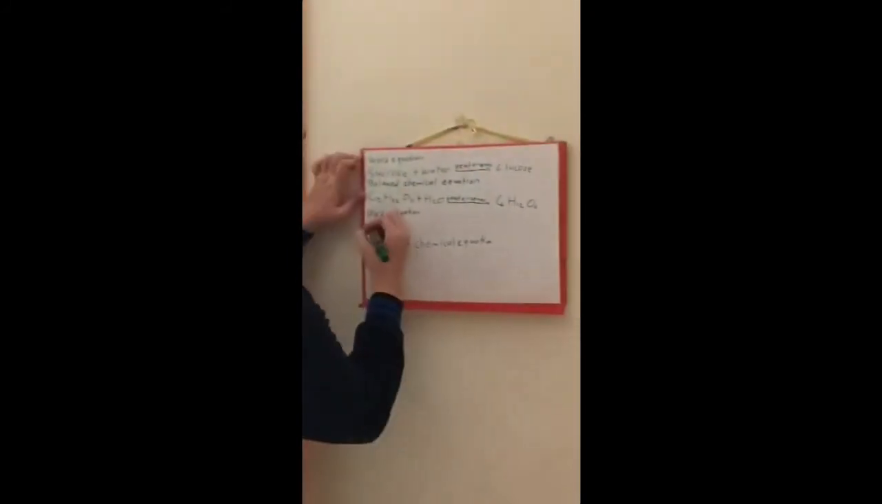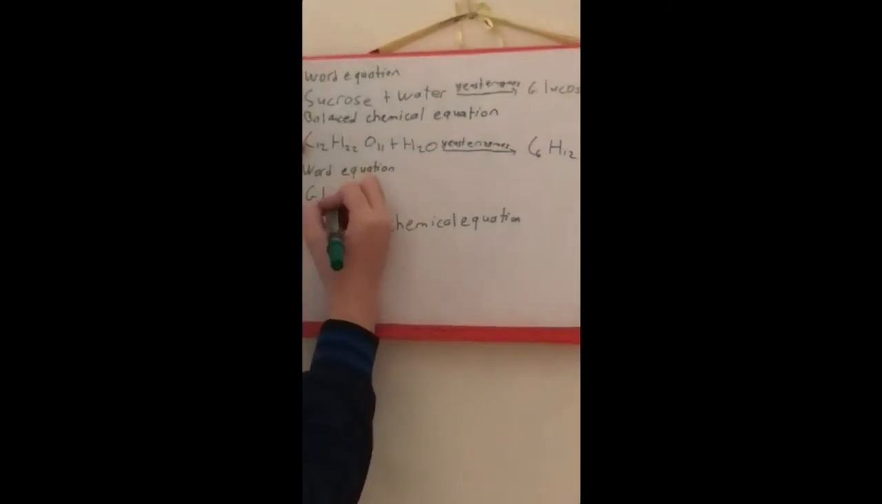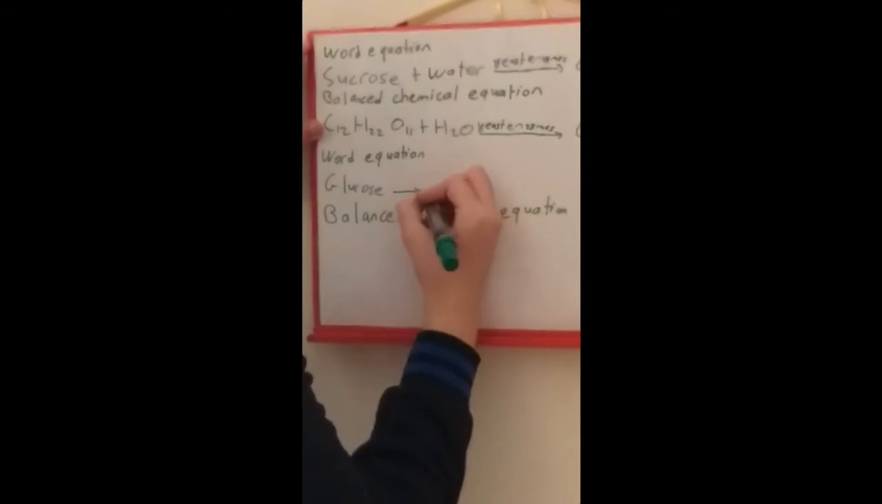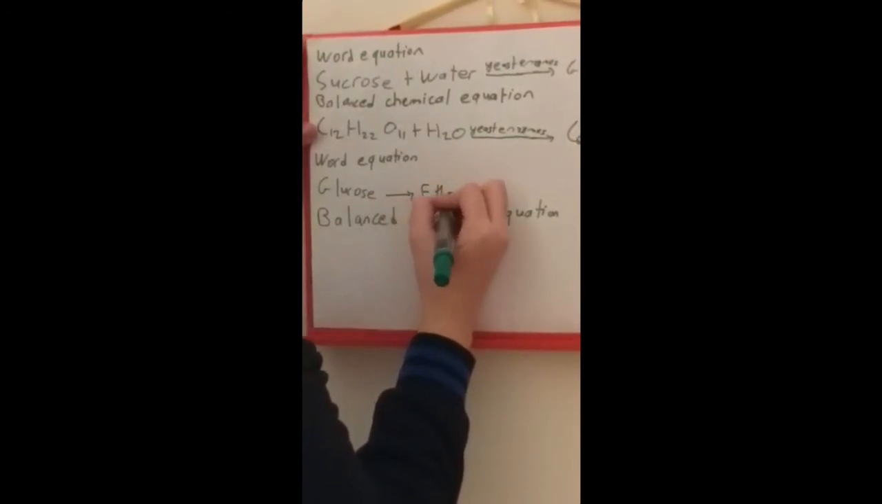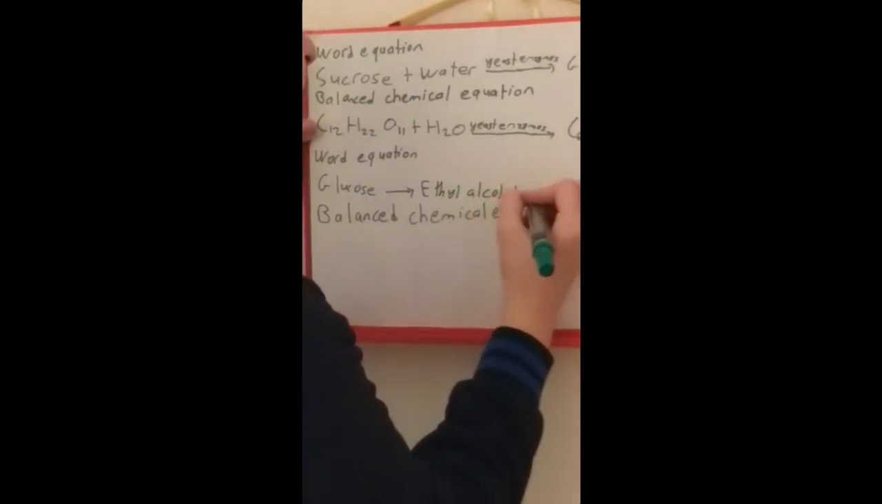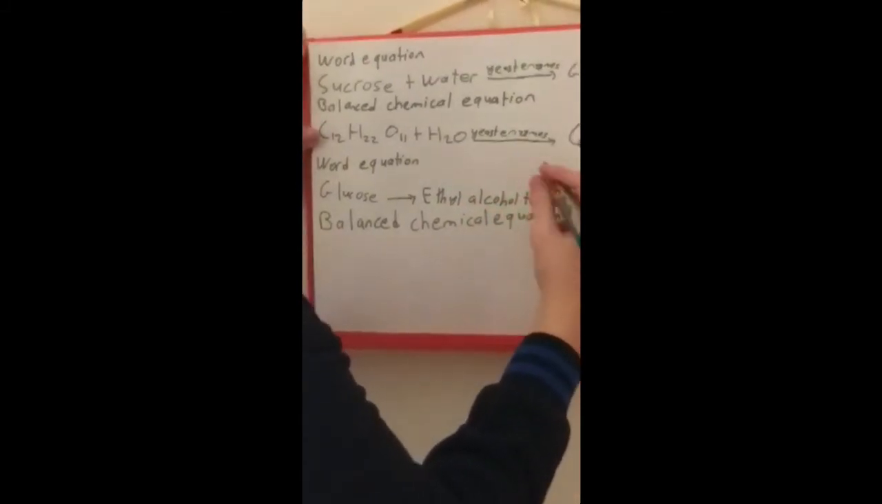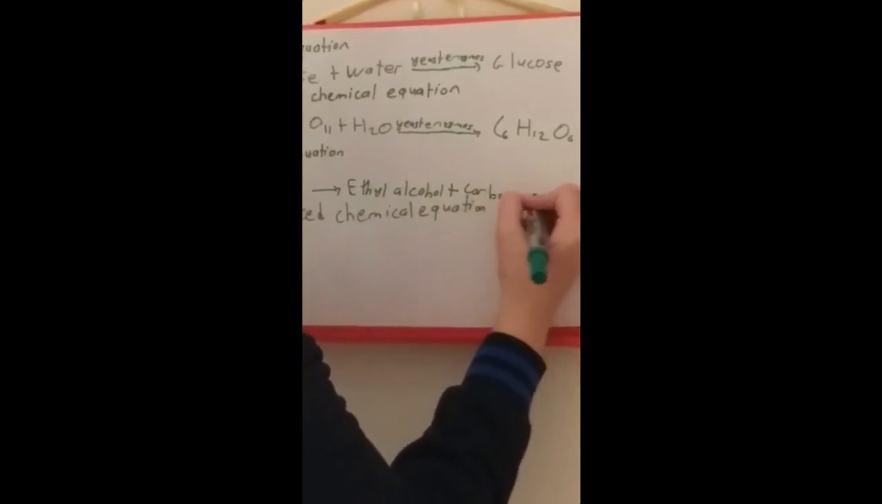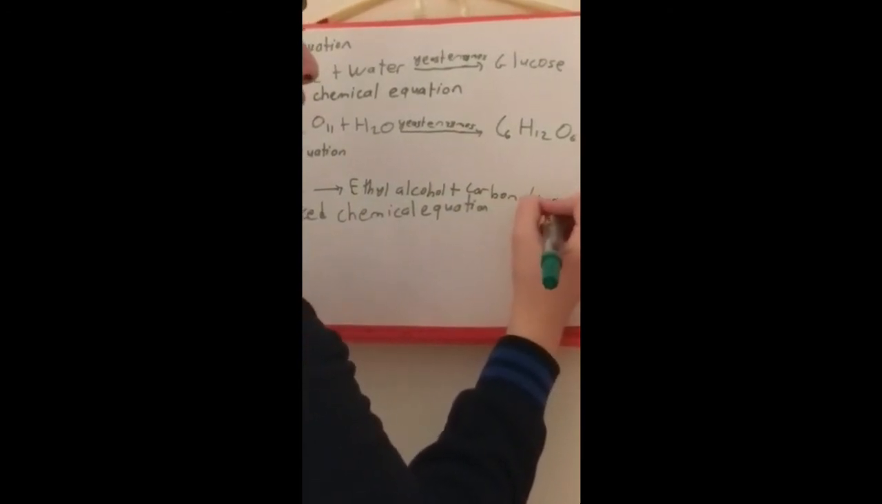Now the second reaction, which is the decomposition of glucose. So glucose decomposes into ethyl alcohol plus carbon dioxide.